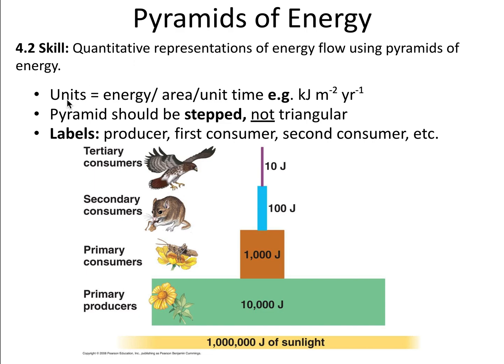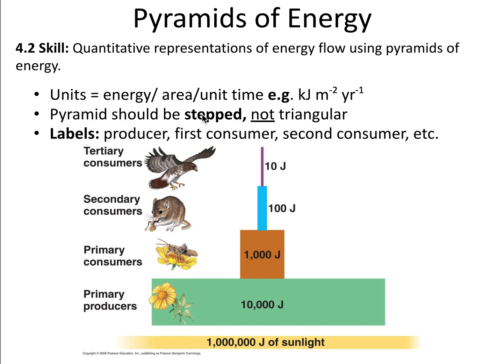So pyramids are always given in 3 units. So they're pretty heavy here. So energy amount, the amount of area or land or space that they're covering, and the unit of time. So here's an example: kilojoules, meters squared, and years. It's usually always kilojoules, but meters squared and years would change depending on what you're researching.